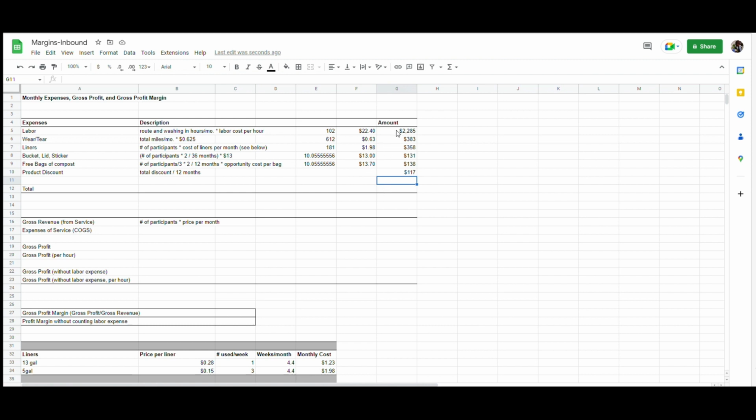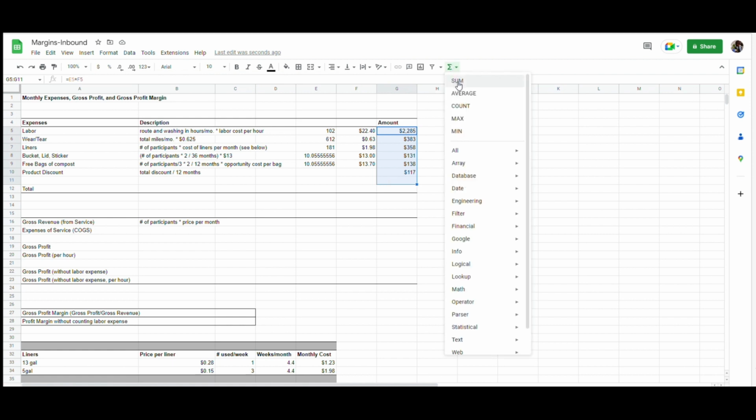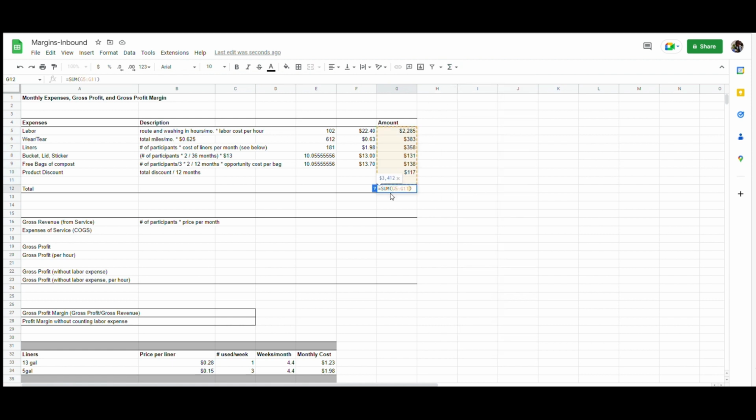And again, notice there's no fuel here because it's all included in this. No maintenance on the truck, it's included in this. So for our total monthly expenses, I highlight all of this and click on the sum, and it will add it all up for me. Then I hit return. Okay, that's my expenses per month for conducting this collection service.